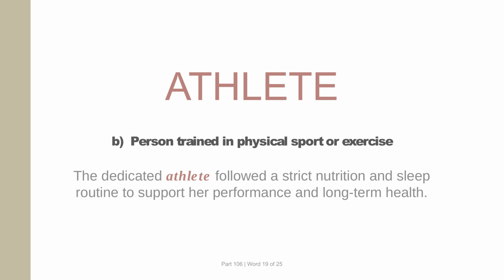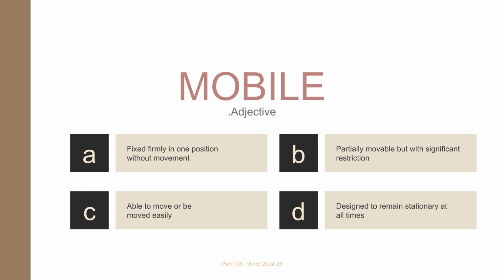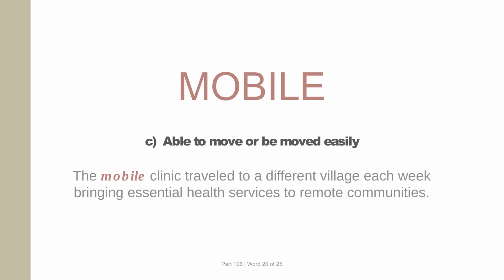Question 20. What is the meaning of mobile? Option A: fixed firmly in one position without movement. Option B: partially movable but with significant restriction. Option C: able to move or be moved easily. Option D: designed to remain stationary at all times. Correct answer: Option C. The correct meaning of mobile is able to move or be moved easily. Example: the mobile clinic traveled to a different village each week, bringing essential health services to remote communities.